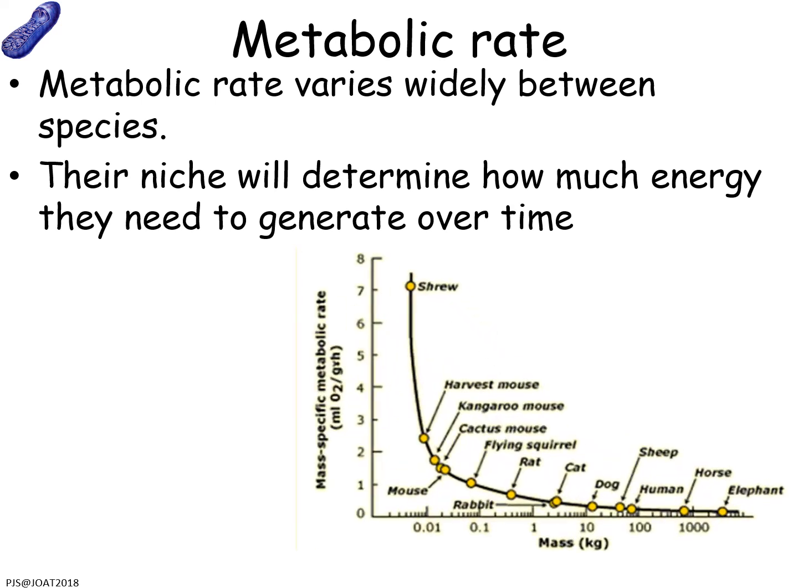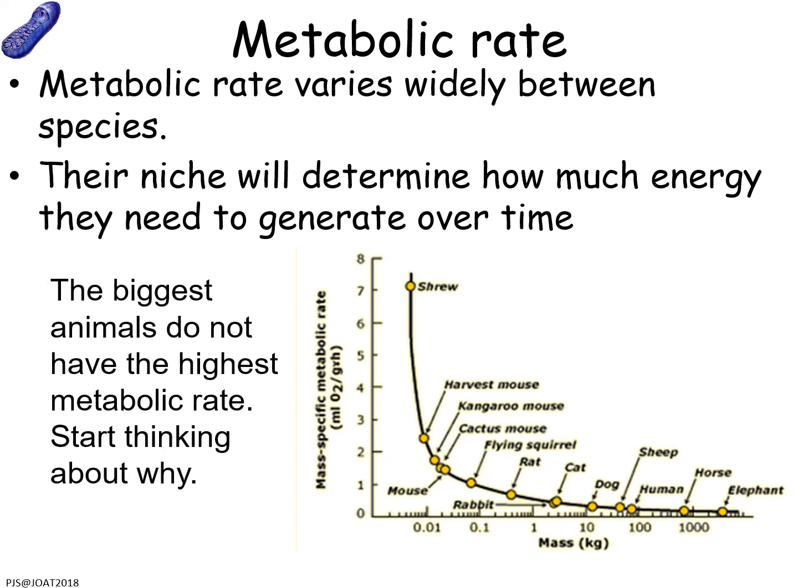And here's a little graph which I think is quite nice, showing you the mass of organisms and also their specific metabolic rate. You'll notice that you might consider that big animals would have the biggest rate, but actually that's not the case at all. They have a much lower rate than some of the smaller animals. So give some thought to why that might be the case, because we're going to look at that a little bit later on.